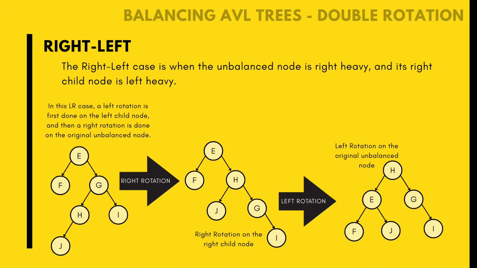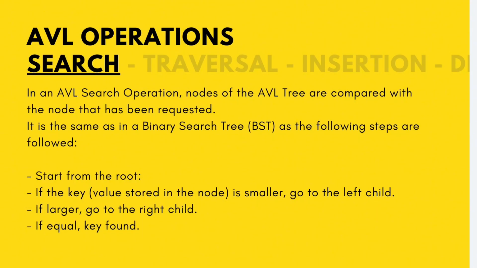These rotations are the key to maintaining the balance of an AVL tree after insertions and deletions, ensuring that the operations remain efficient at O(log n) time. Now let's take a look at the key operations you can perform on an AVL tree, including searching, traversing, inserting, and deleting nodes.